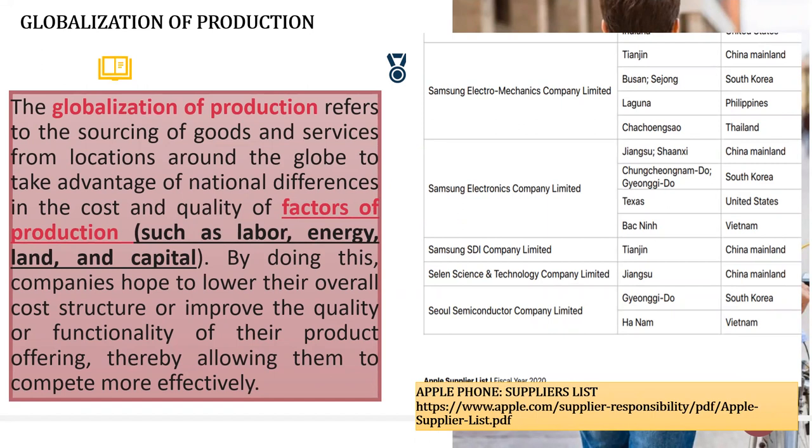By doing this, companies hope to lower their overall cost structure or improve the quality or functionality of their product offering, thereby allowing them to compete more effectively.